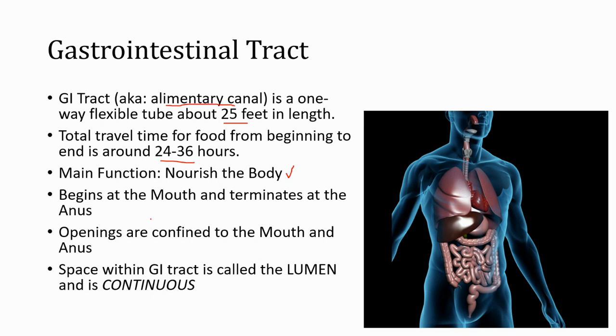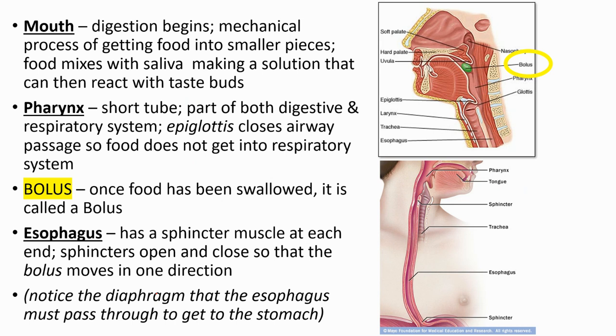It begins at the mouth and terminates at the anus. The openings are confined to the mouth and anus, and the space within the GI tract is called the lumen, and it is continuous. So the only thing that allows the passage of material from one organ within the digestive system to another is these little doors that open and close. They're sphincters that open and close to allow or not allow the passage of material from one section into the next section, because again, the space is continuous. So you have to have a way to block off a certain area to allow what's going to happen before it moves into the next section. Those are called sphincters.